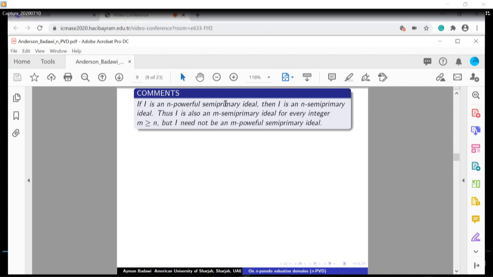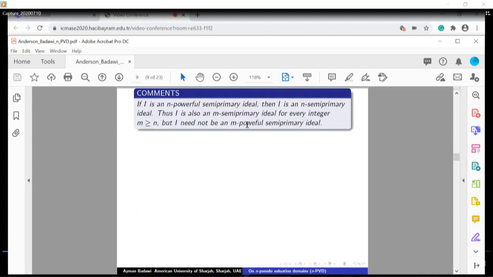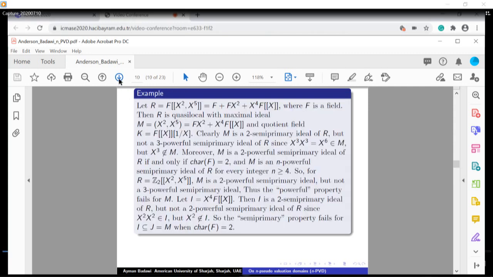So I is n-powerful. Well, if n-powerful, then definitely it's n-semi-primary, and hence it is m-semi-primary for every m bigger or equal to n by the previous result. But what about the powerful? I is n-powerful semi-primary, and you choose m bigger than n. Will I stay m-powerful semi-primary? The answer is no. And here we gave an example.